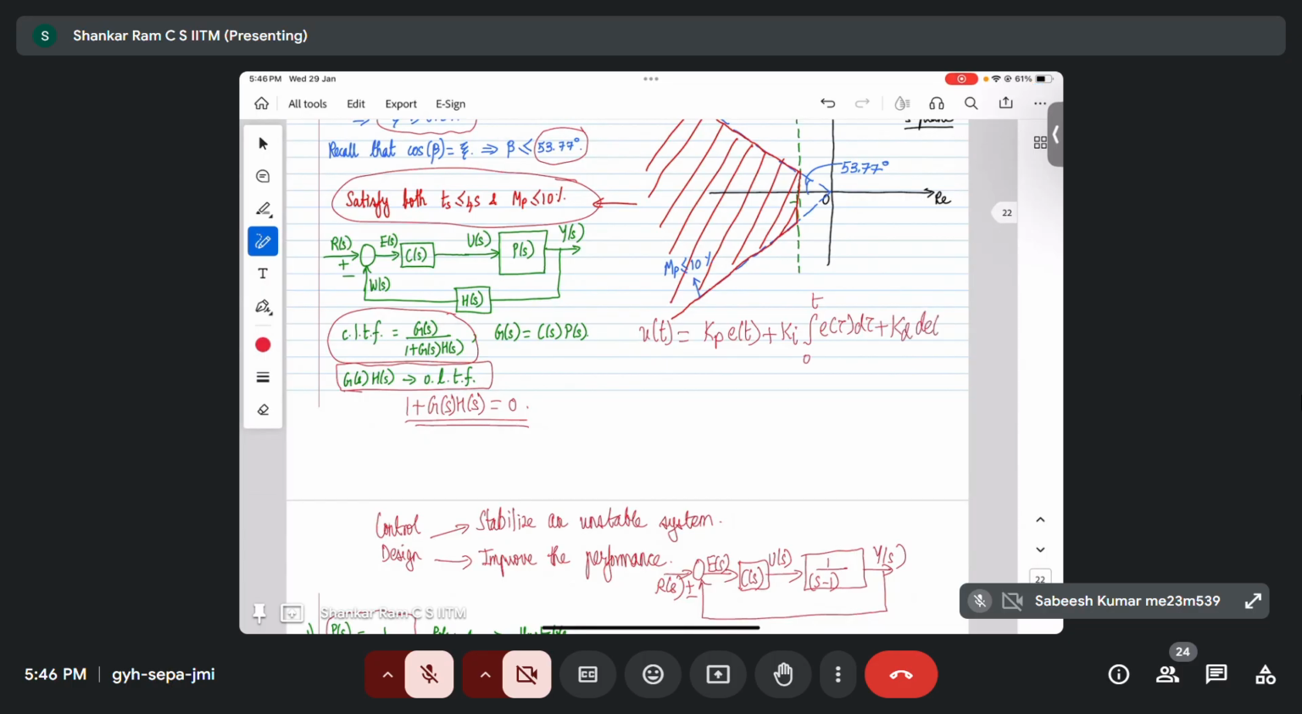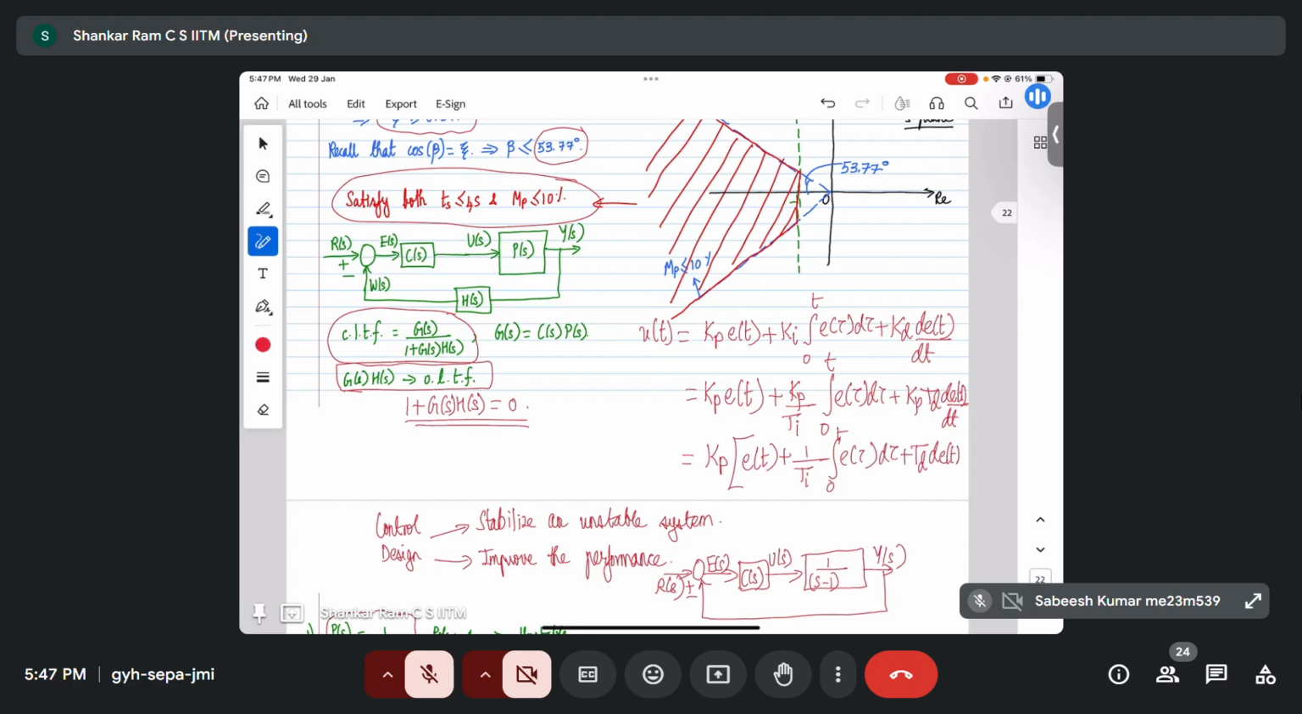Yes, sir. And what you are saying is that in some textbooks, they will write Ki to be Kp by Ti, and Kd to be equal to Kp times Td. Then they will take Kp out, and it will become 1 by Ti times the integral from 0 to T of e(tau) d tau. Am I correct? Yes, sir.